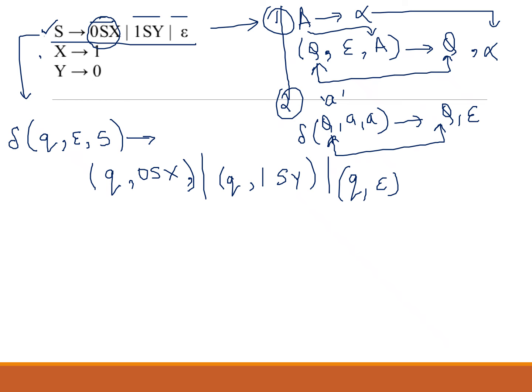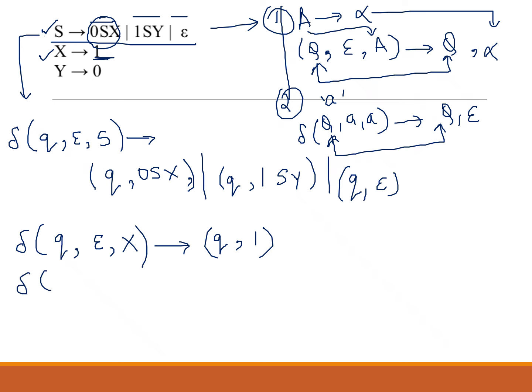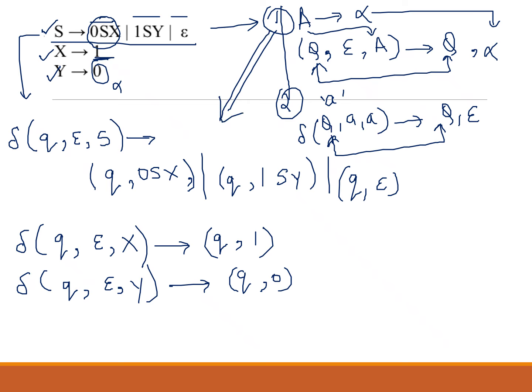Now let us do it for the next rule, X tends to 1. So Q epsilon, the current non-terminal is X, gives Q comma, the alpha part here is 1. Next, doing it for Y tends to 0. So we have Q epsilon Y. This gives Q comma 0 because the alpha is 0. So these are the 3 transitions that will be generated corresponding to the first rule which we have seen for the non-terminals.